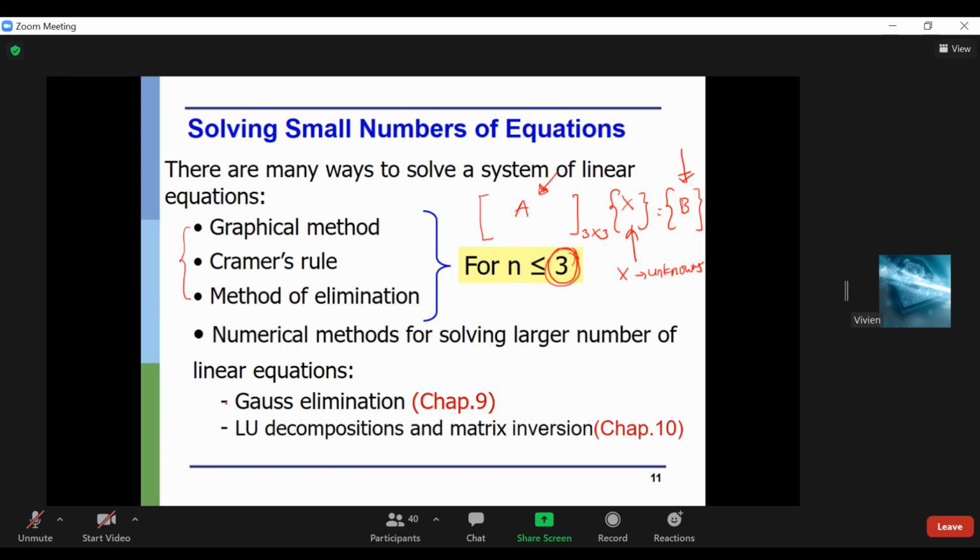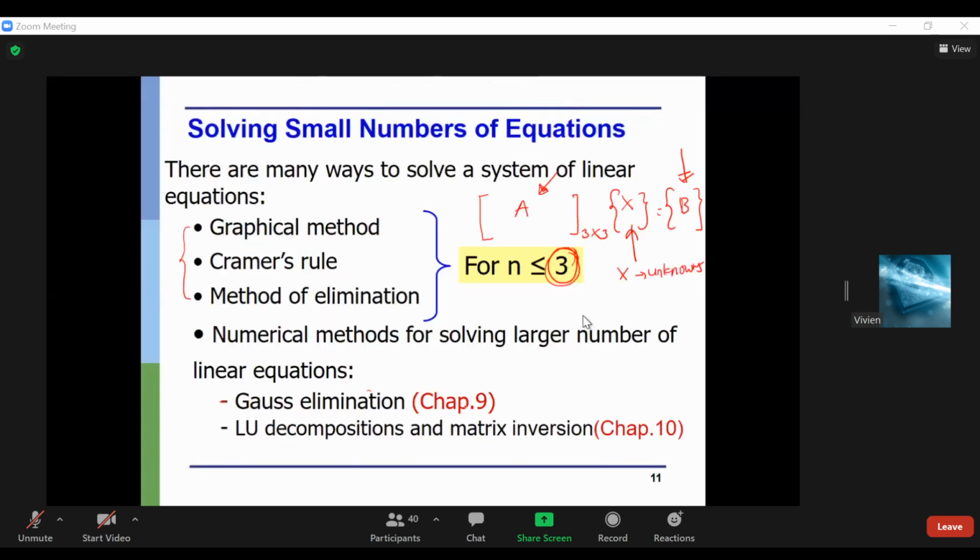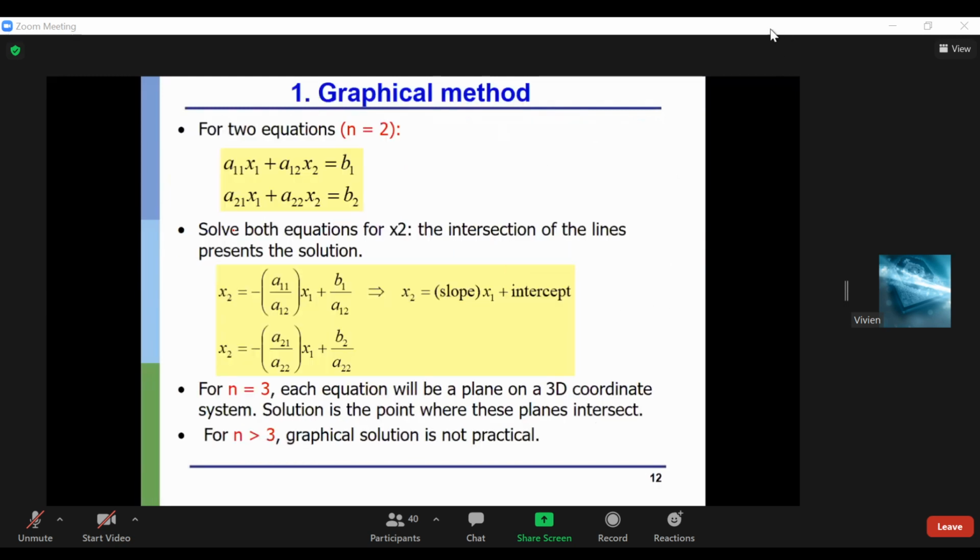So here we will discuss several methods, which will be covered in chapter 9 and chapter 10. In chapter 9 we will talk about Gaussian elimination and several modifications to it. And in chapter 10 we will talk about LU decomposition and matrix inversion. Okay, so we will look at the first method here, which is the graphical method. This is the easiest one, in which say we have two equations to solve for two unknowns. So we see here that we have two linear lines.